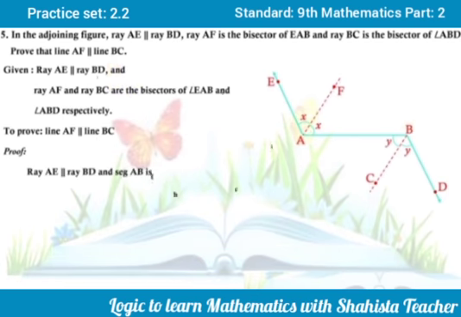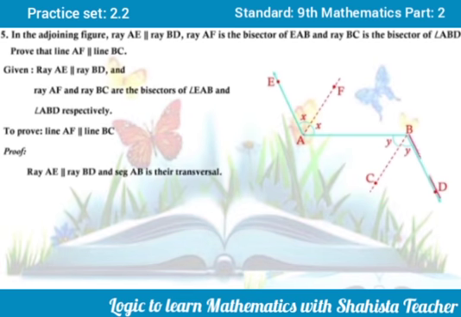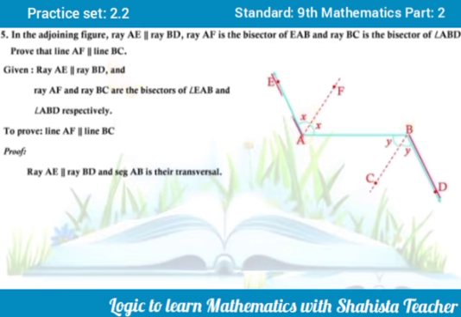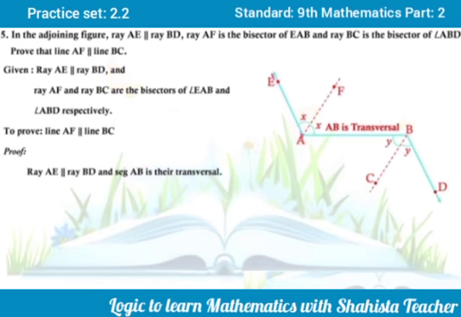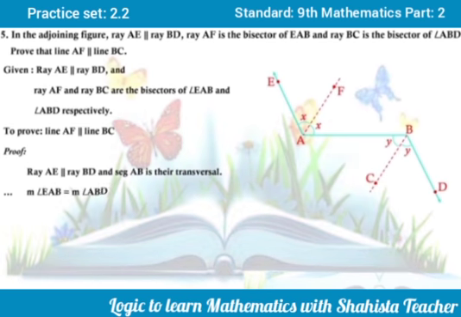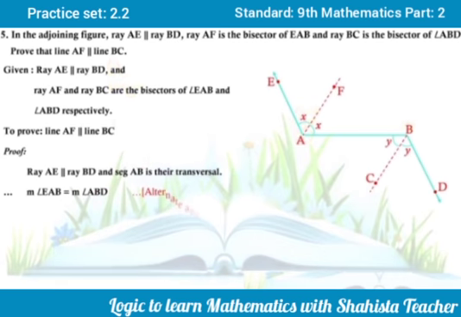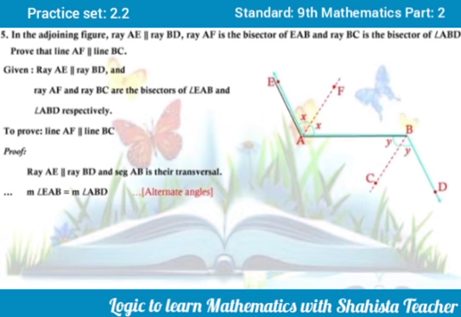Ray AE is parallel to ray BD and segment AB is their transversal. Here you can see this ray AE and ray BD are parallel lines and AB is their transversal line. They are cutting each other. There are two parallel lines, ray AE and ray BD, and segment AB is their transversal line. Now measure of angle EAB is equal to measure of angle ABD. They both are alternate angles. EAB and ABD are the alternate angles. You can see this. They both are alternate angles.